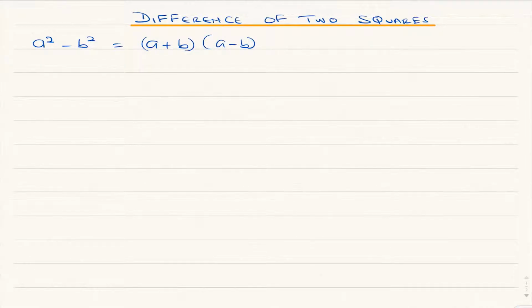Difference of two squares. a squared minus b squared can be written as a plus b times a minus b. So let's do some examples.